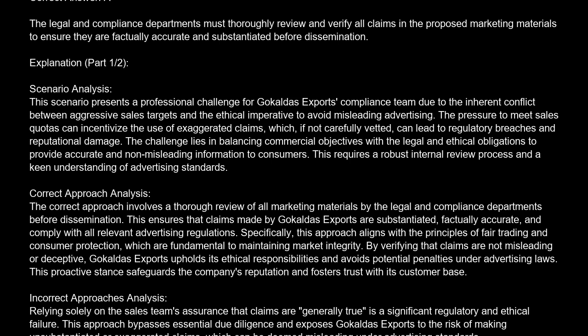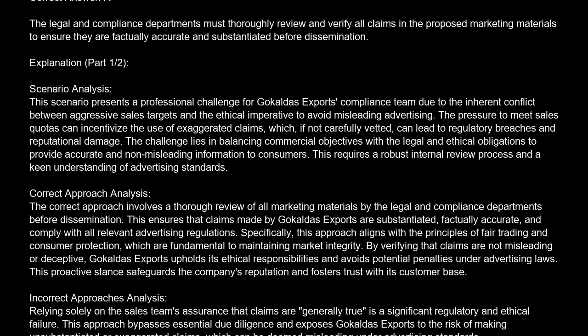Explanation. Scenario analysis. This scenario presents a professional challenge for Gokaldas Exports' compliance team due to the inherent conflict between aggressive sales targets and the ethical imperative to avoid misleading advertising. The pressure to meet sales quotas can incentivize the use of exaggerated claims, which, if not carefully vetted, can lead to regulatory breaches and reputational damage. The challenge lies in balancing commercial objectives with the legal and ethical obligations to provide accurate and non-misleading information to consumers. This requires a robust internal review process and a keen understanding of advertising standards.